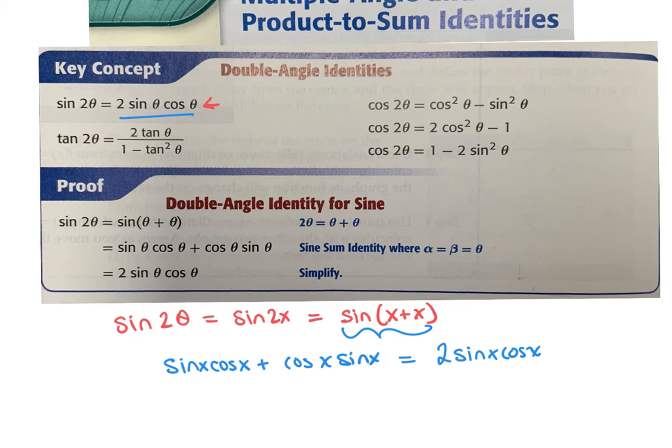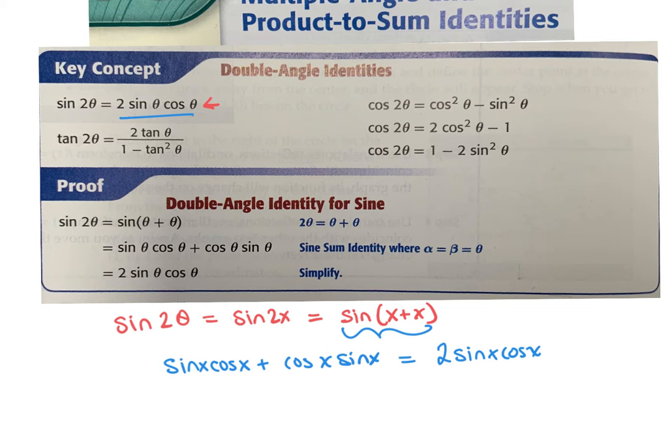You'll notice cosine has multiple options, and depending on what you have been given is what you will choose to use. There are times when you can use different ones. Cosine of 2x can equal cosine squared minus sine squared. It can equal 2 cosine squared minus 1. It can equal 1 minus 2 sine squared.